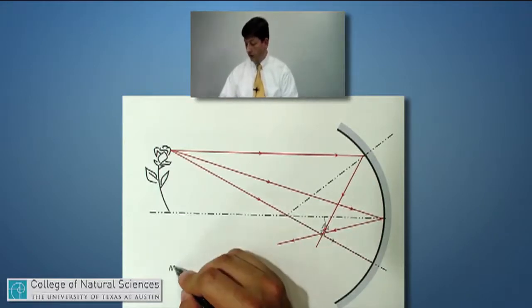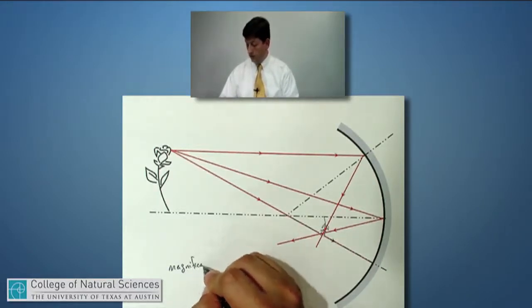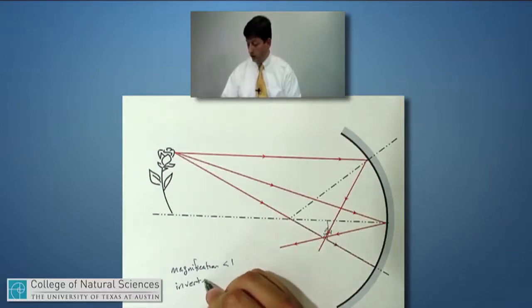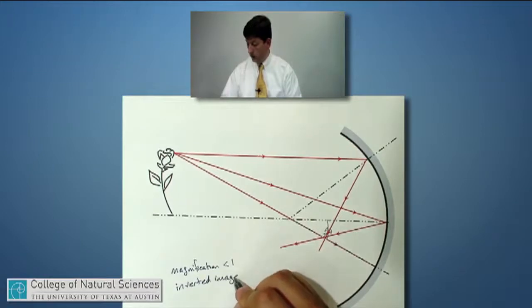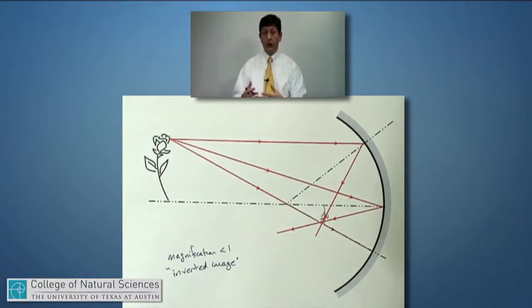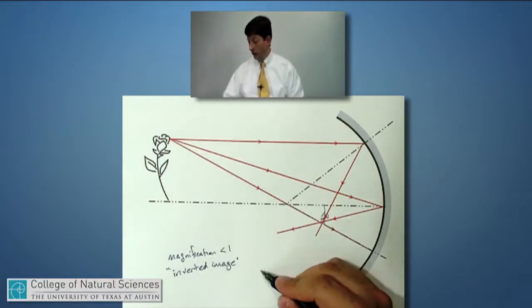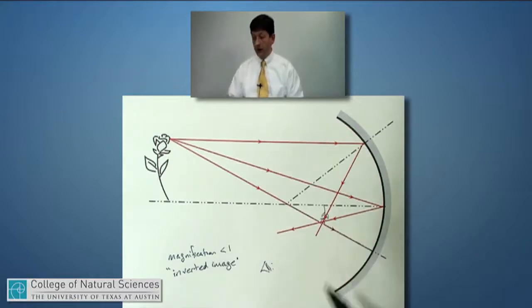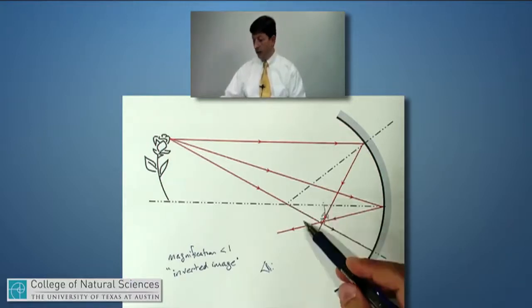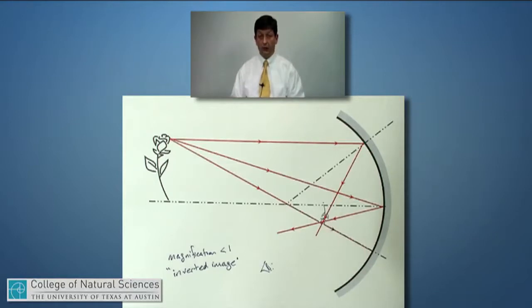the magnification is less than 1. It's a smaller image, and it's what we call an inverted image. It's an image that looks upside down, and we will see examples where when we look in the mirror, we actually see something that looks upside down compared to real life. In this case, although the flower is standing straight up, when we look at, and we are the observer down here, looking back toward the mirror, we see light rays appear to come from down here or from up there, and the flower looks upside down compared to real life.